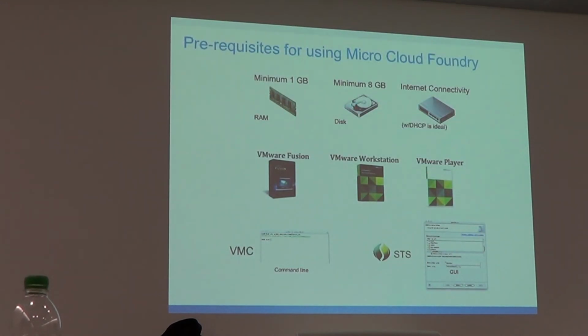So what you need is to have at least 1 gigabyte of free RAM, of course, not just one, because then your operating system probably needs to run. You need to have 8 gigabytes of hard drive, connectivity with the internet, that usually today is not a problem, at least in this part of the world. VMware Fusion or any of these products, and command line VMC or Eclipse STS if you use Eclipse, for example. This is just for deployment, not actually for installing Micro Cloud Foundry.